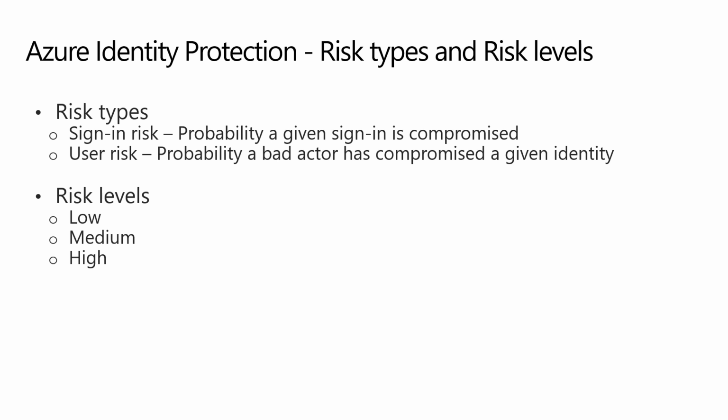Azure Identity Protection categorizes risk into three levels: low, medium, and high. While Microsoft doesn't provide specific details about how risk level is calculated, each level brings a higher degree of confidence that the user or a sign-in is compromised.